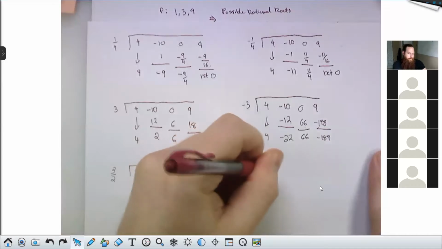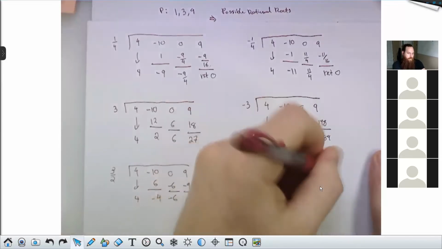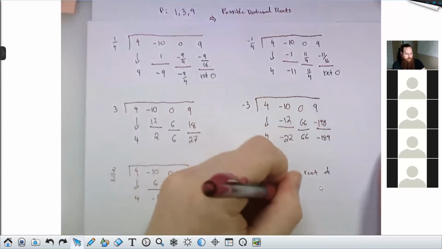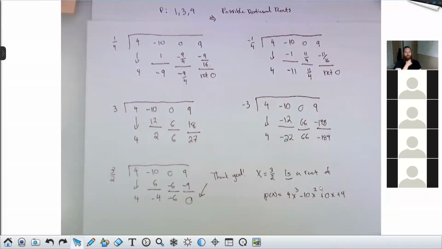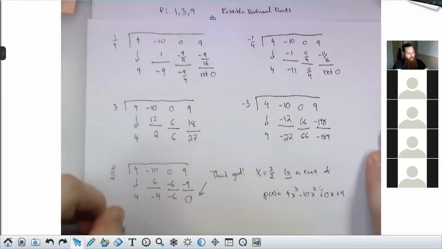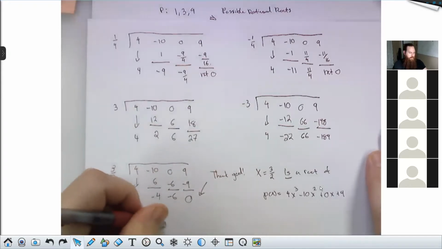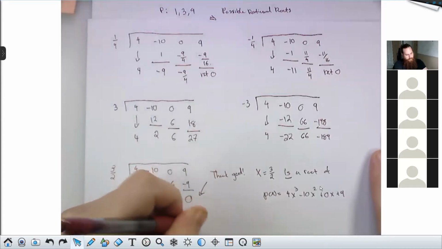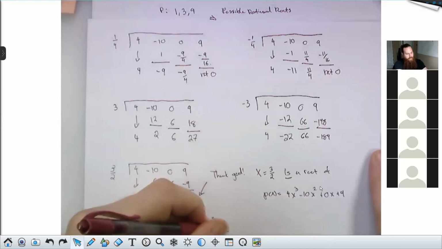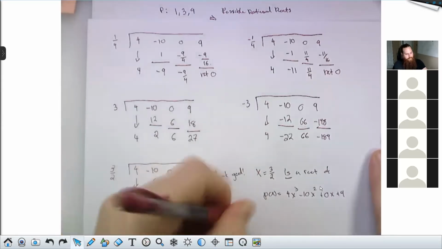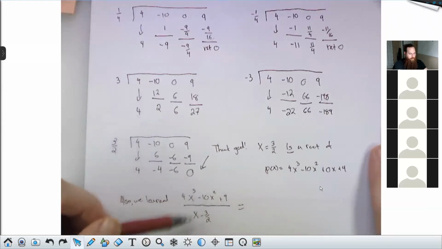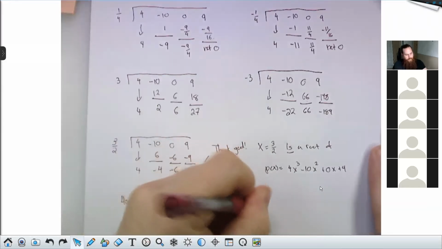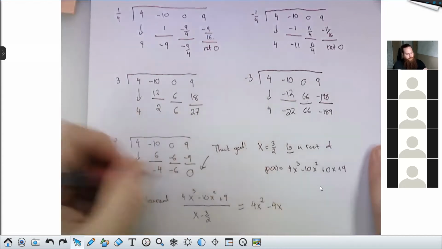We just learned that x equals 3/2 is a root of the polynomial p of x equals 4x cubed minus 10x squared plus 0x plus 9. What's more, we also learned the quotient. We learned that 4x cubed minus 10x squared plus 9 divided by x minus 3/2 is equal to, here's your quotient, right? The degree of the quotient will be 2 because I'm dividing a cubic by linear. So that'll be 4x squared minus 4x minus 6.